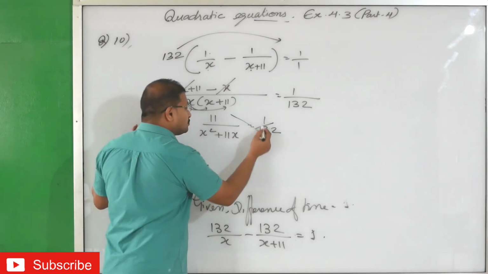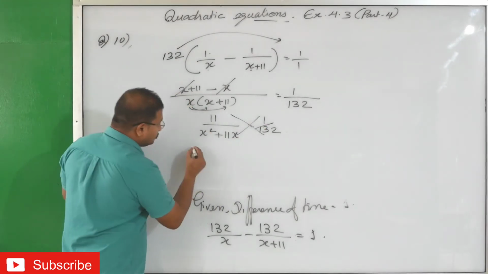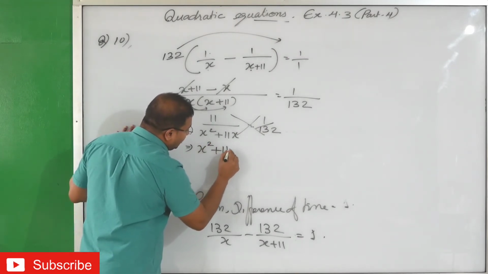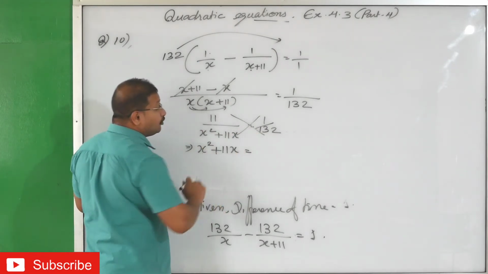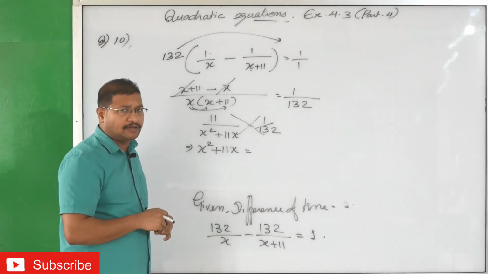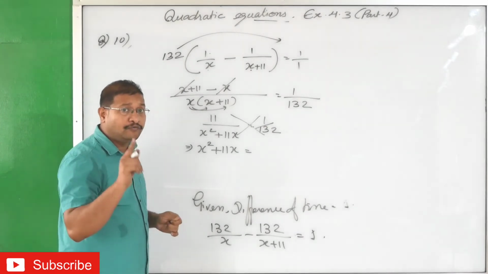Ready? Now we will cross multiply. This implies these two will multiply, so what you will get: x square plus 11x equals 11 into 132. Please multiply 11 into 132 and write it. Okay, what is that? 1452.